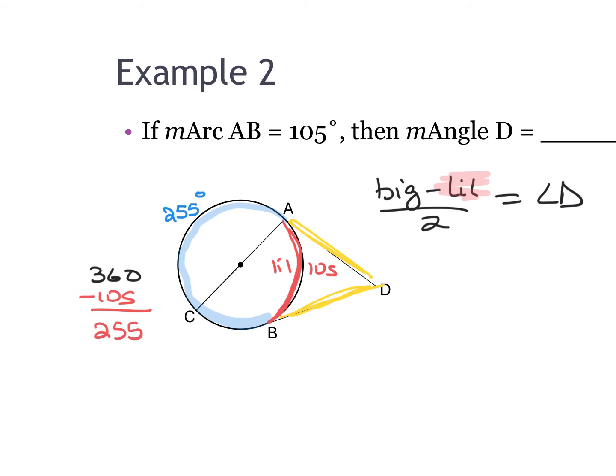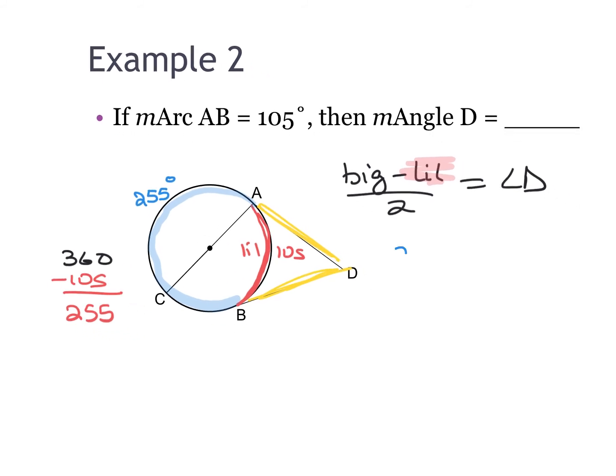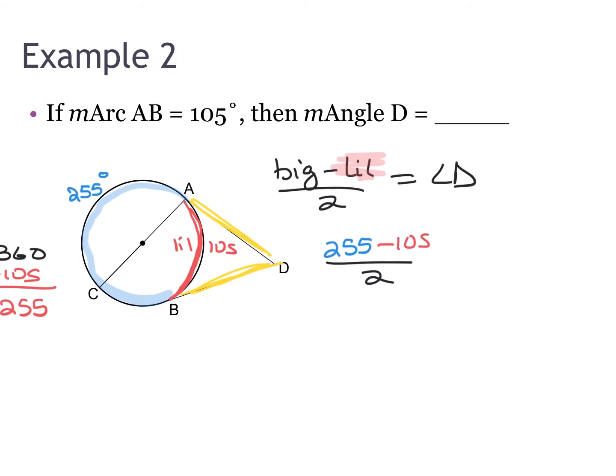So now I'll use the formula, 255 minus little arc, which is 105, divide that by 2. When I subtract, I get 150, divide by 2, and angle D equals 75 degrees.